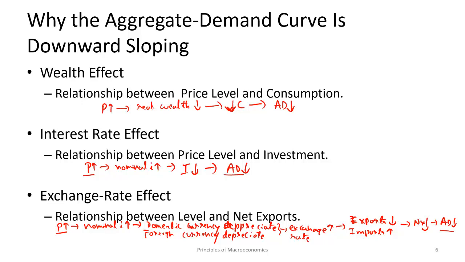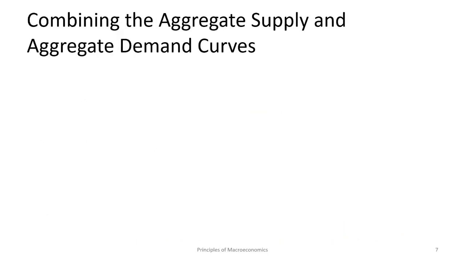So all these three factors work together to show that aggregate demand overall slopes downward, which basically means an inverse relationship between price level and total quantity demanded in the economy. What I'm going to do next is show you an equilibrium using aggregate supply, aggregate demand, and long run aggregate supply.